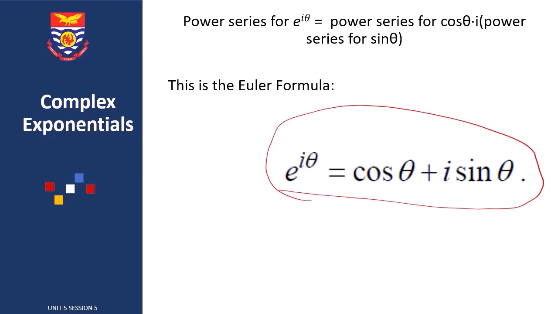You can do further calculations and further proofs, and at the end of the day you get the same result. Just use this expression here: e to the power i theta equals the power series for cos theta, then you bring in i times the power series for sine theta, and you get this result. Very beautiful result. That is Euler's formula: e raised to the power i theta equals cos theta plus i sine theta. Very interesting. That is the beauty of mathematics.